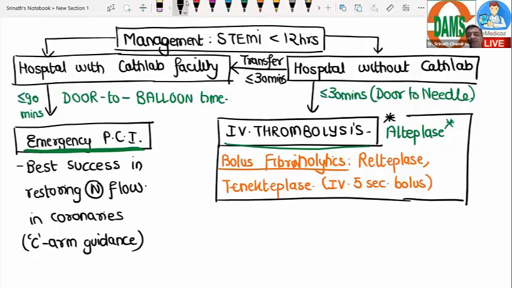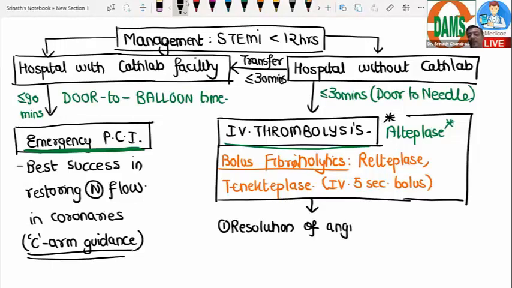But the problem we face with thrombolysis is that we cannot see whether it has dissolved the clot or not. Unlike PCI, where you can see whether the clot is gone or not, in thrombolysis you cannot assess the success from outside. So what you have to monitor is the symptom. Number 1, you look for resolution of angina, and resolution of the ST elevation.